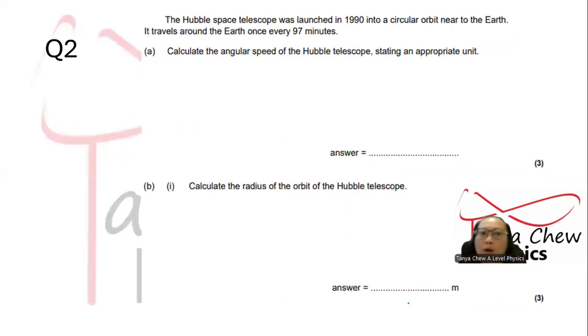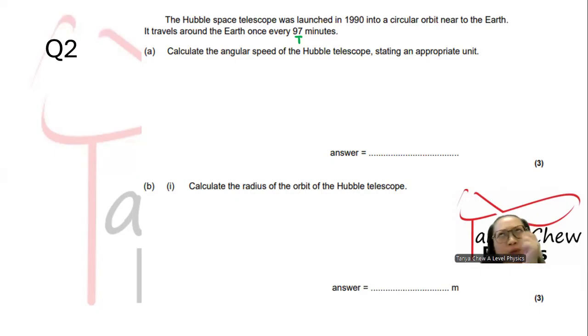Now, the next one, question number 2. The Hubble Space Telescope was launched in 1990 into a circular orbit near the Earth. It travels around the Earth once every 97 minutes. I have to write down this period. A. Calculate the angular speed of the Hubble telescope, stating an appropriate unit.